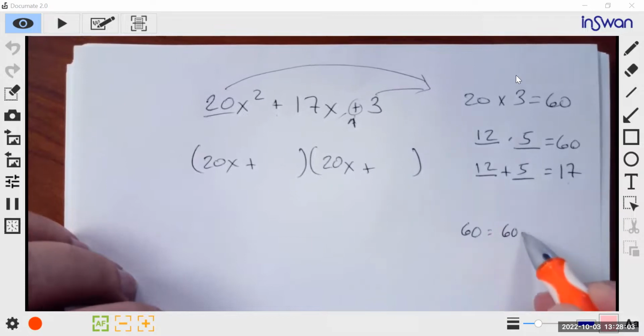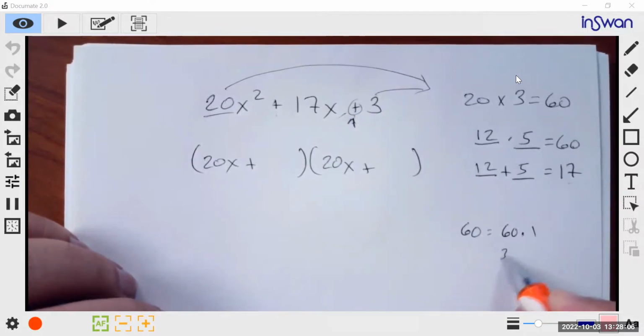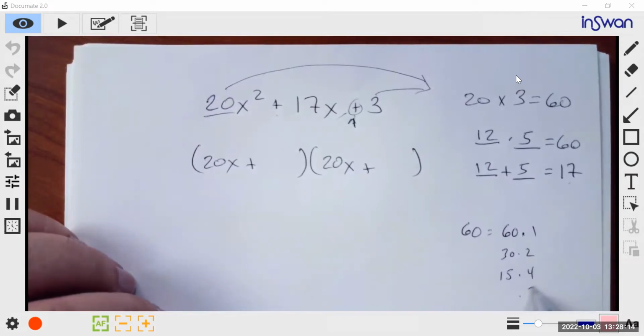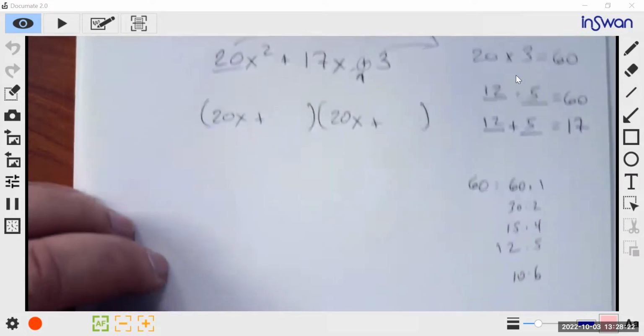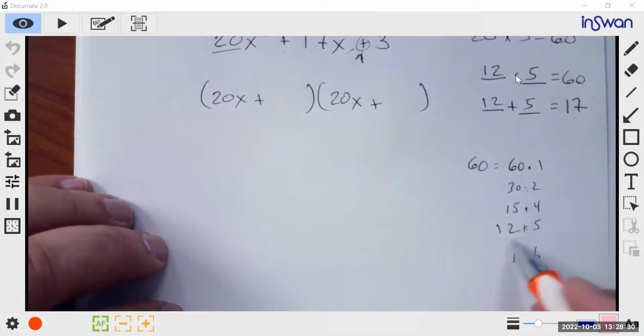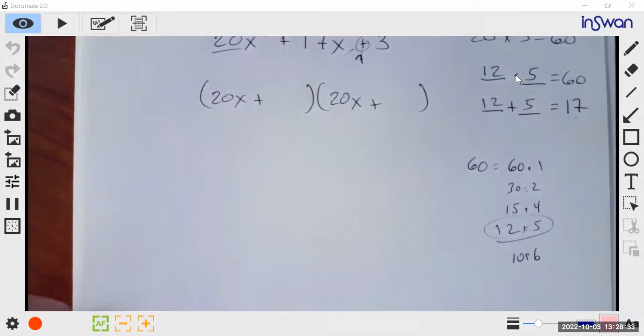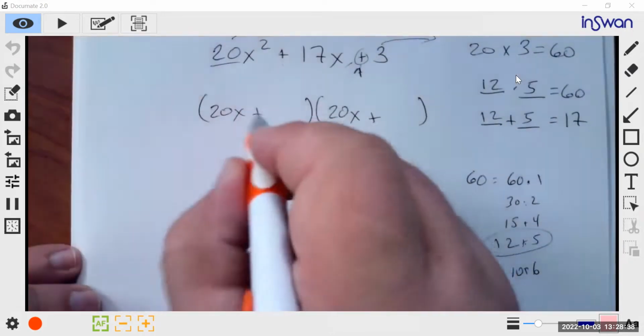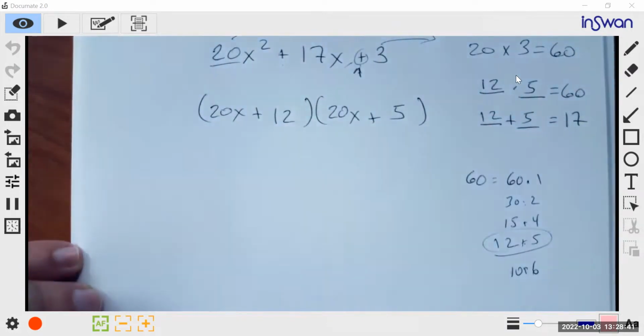The way you do it, I'll show you, is you break these things down. So what else equals 60? It's 30 times 2, 15 times 4, 12 times 5, 10 times 6. So those are all the factors of 60. Then you just add them, which one gives you 17? Again, this is the hardest part. It takes the longest, but once you get it, it's all done. So we know that it's 12 and 5.